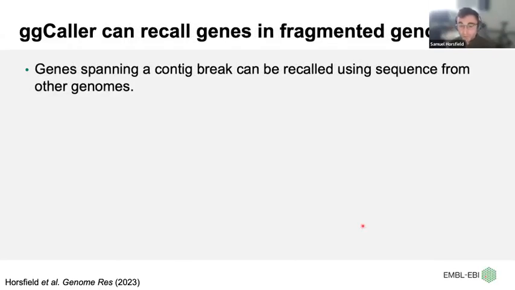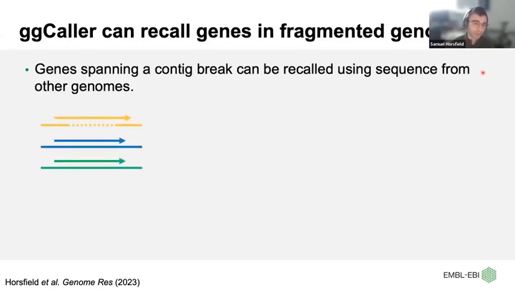Another motivation behind using a pangenome graph in this way is that we can actually make gene prediction more robust to assembly errors. So in this case, I'm looking at fragmentation, where parts of an assembly might be missing simply because there weren't enough reads, for example, to make an accurate assembly in a particular location. So a gene spanning a contig break, where you have this fragmentation, can be recalled using sequences from other genomes. So I'll just give a cartoon example of that.